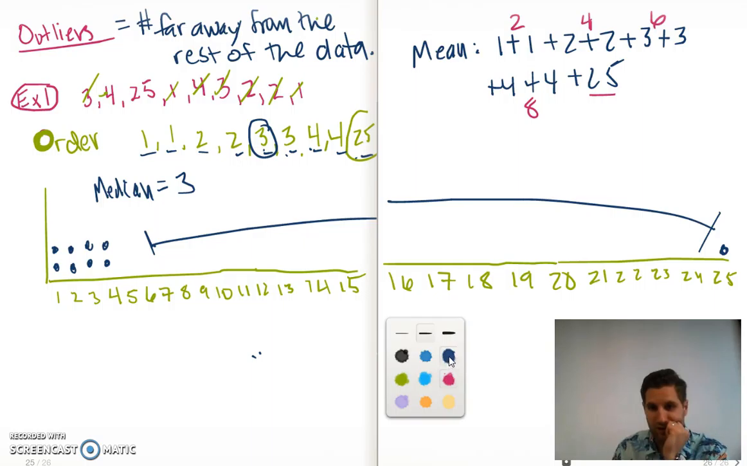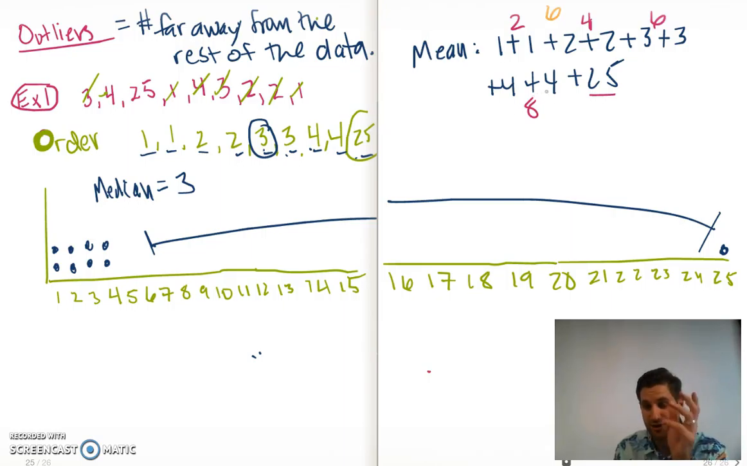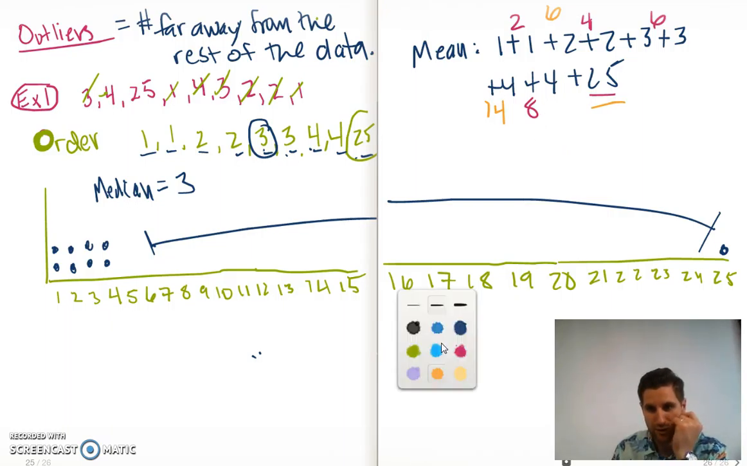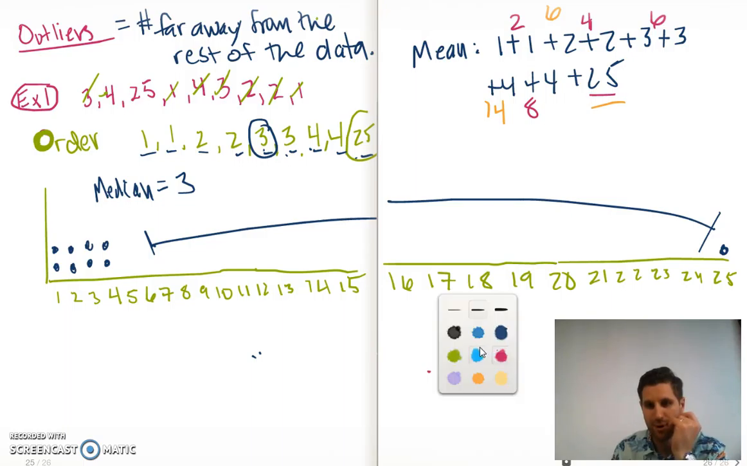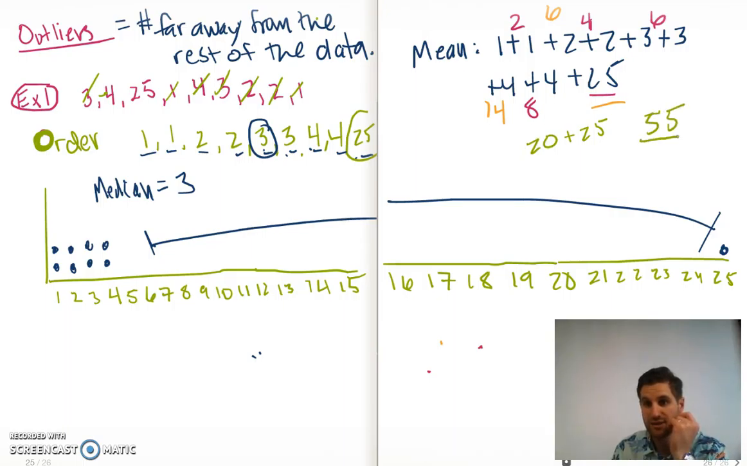Let's just keep changing our colors around so we can do this. 2 plus 4 is going to be 6. 6 plus 8 is going to be 14, and then we got 25. Alright, 6 plus 14 is going to be 20, 20 plus 25, so I get 55. Okay, so that's the sum.